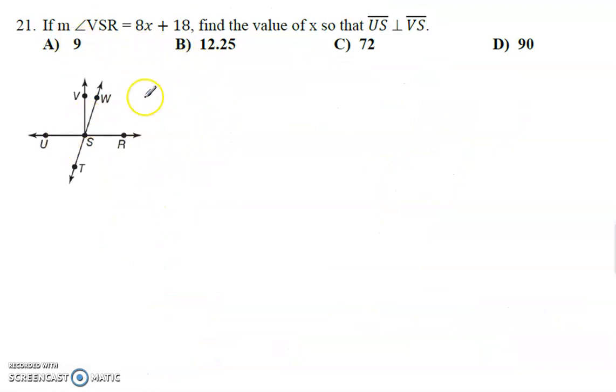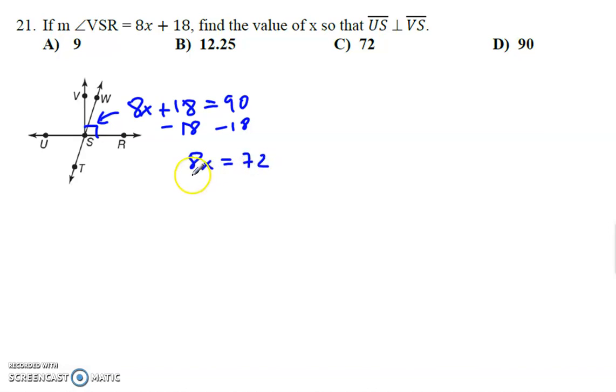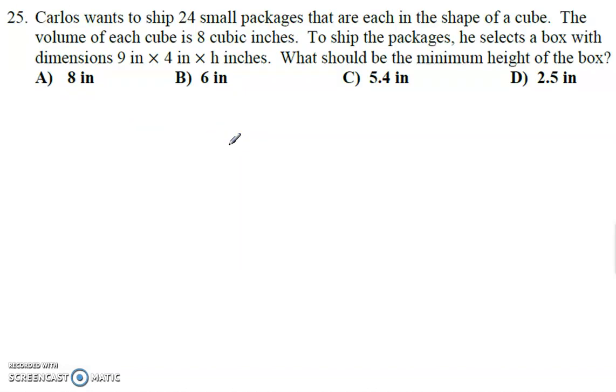All right, here we're looking at this model and we say VSR, this angle right here is 8x plus 18, and we want these to be at a right angle, which means this is 90, so that equals 90. Subtract 18 from each side, and you get 8x is equal to 72. Divide by 8, and x equals 9. There you go.